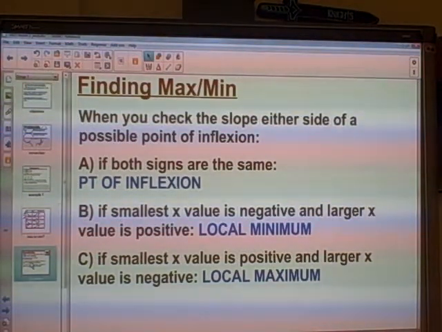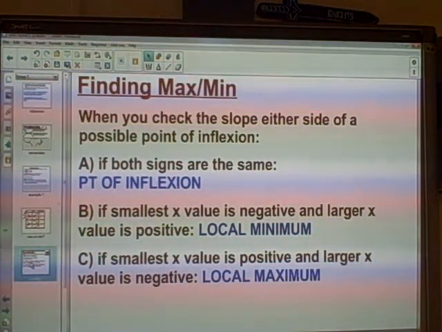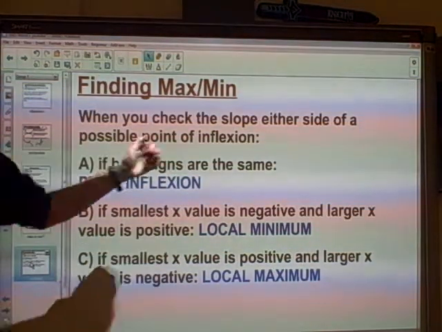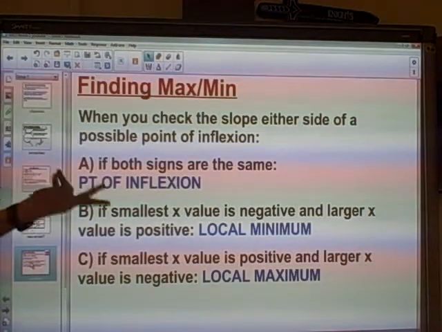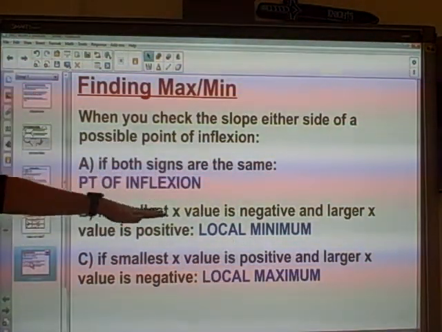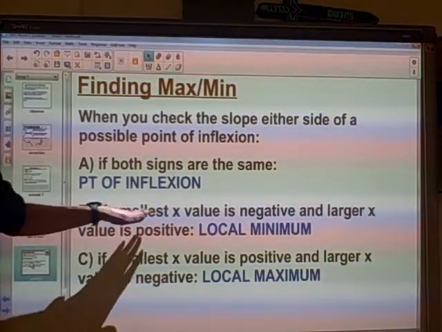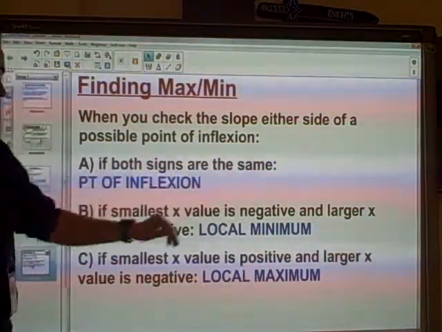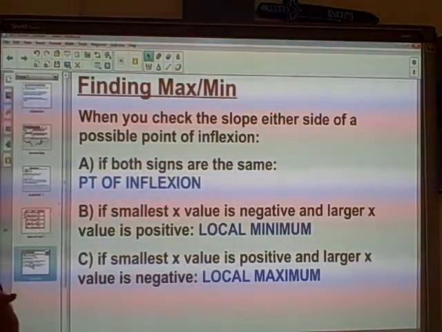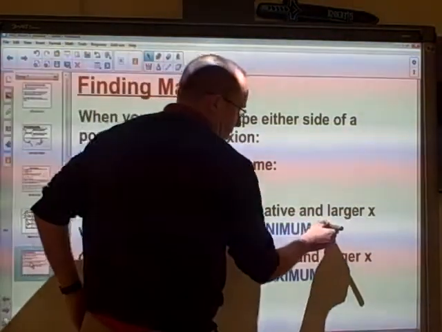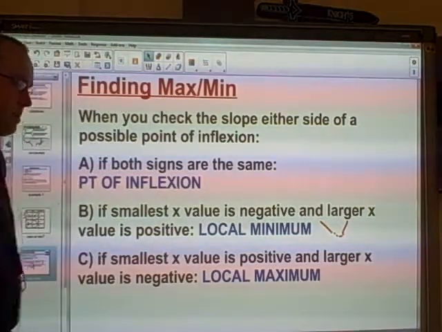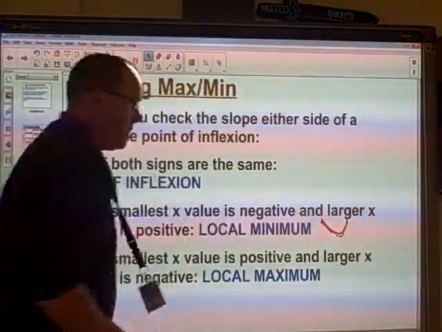Now if you prefer, this is another way of summarizing that data. If we check the slope either side of a possible point of inflection, if both sides are the same, we're going to say it's a point of inflection, both positive or both negative. If the smallest x value has negative slope and the largest x value has positive slope, then it is a local minimum. And the reason you can remember this is, just draw yourself a little picture: negative slope, positive slope, join them up, and you can see that we get that minimum shape.